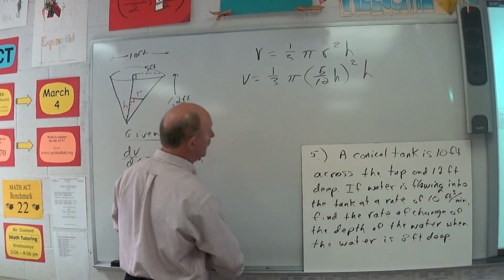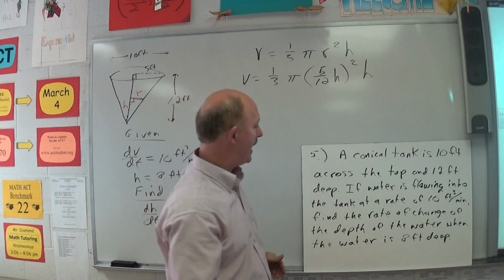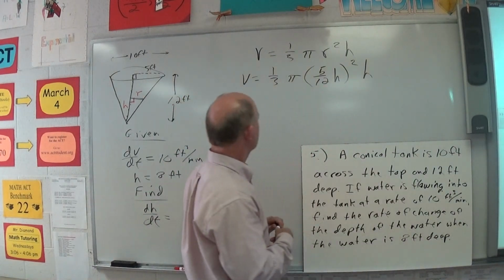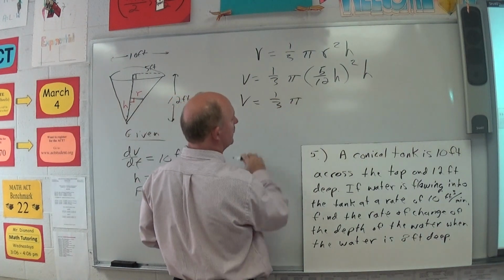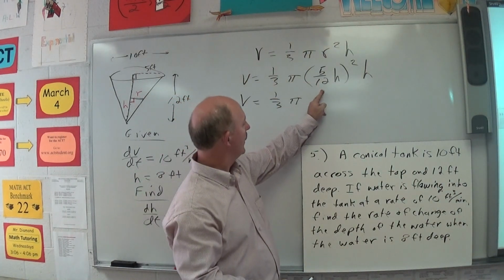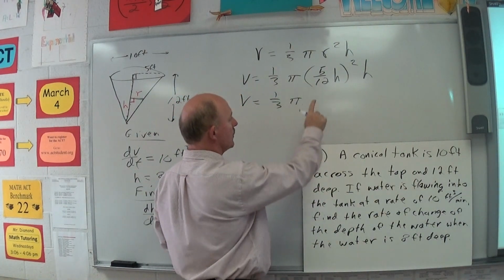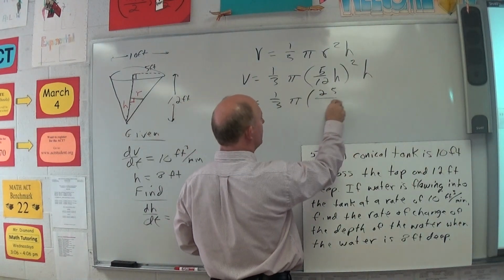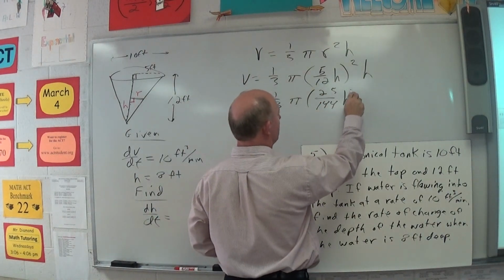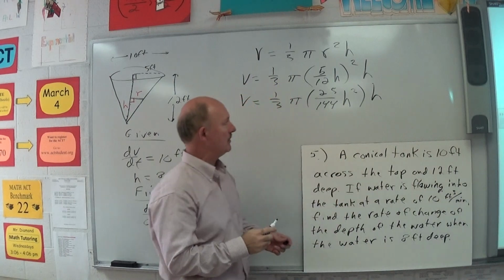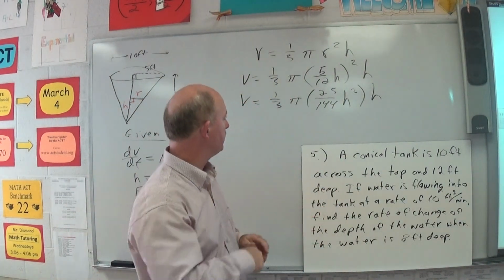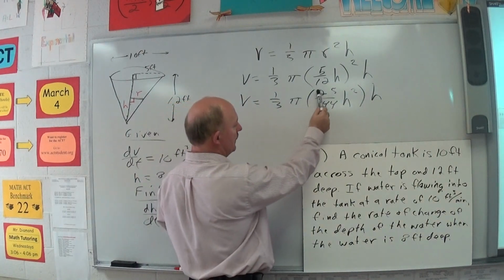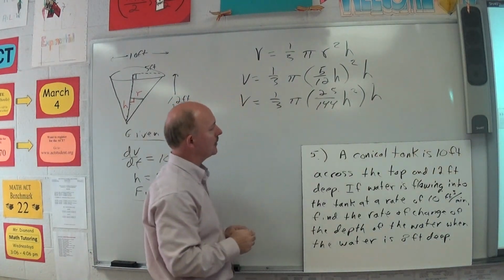Now, before we take the derivative, we need to simplify this a little bit. Let's see how this will simplify. So V equals 1/3 pi. Now, 5 over 12h quantity squared, we're going to square the 5, which would give us 25 over 144 times the height squared times h. So go ahead and square the 5, the 12, and the h inside our parentheses. So we end up with 25 over 144 times the height squared times h.